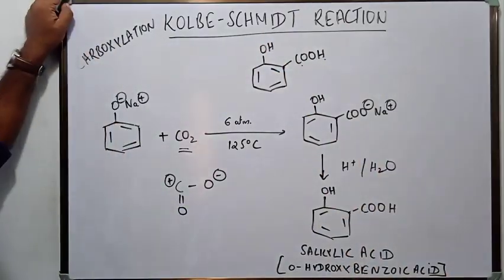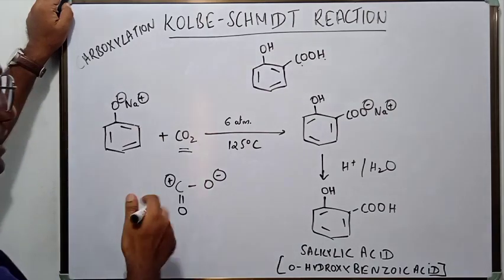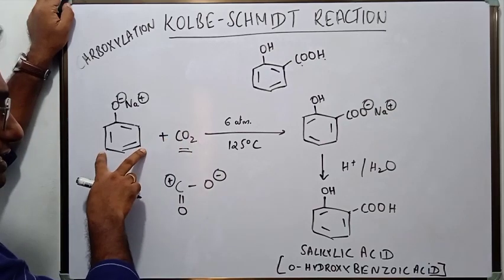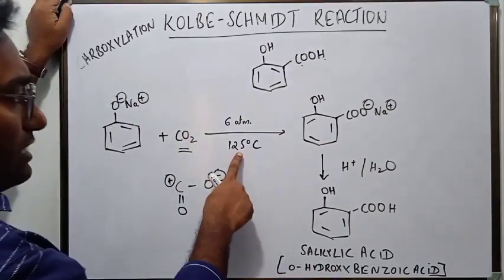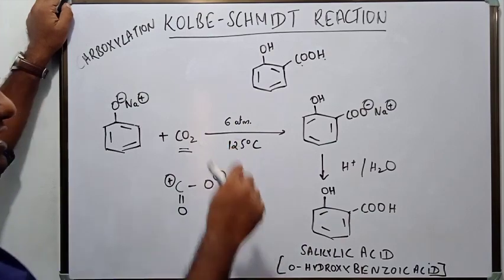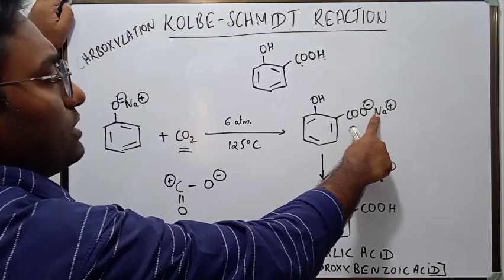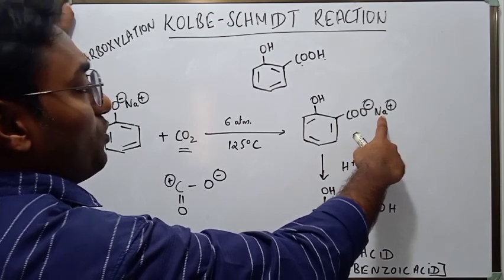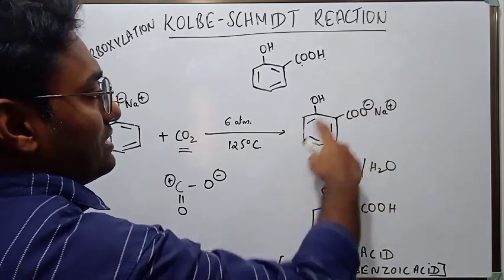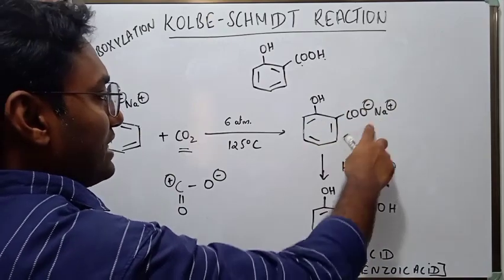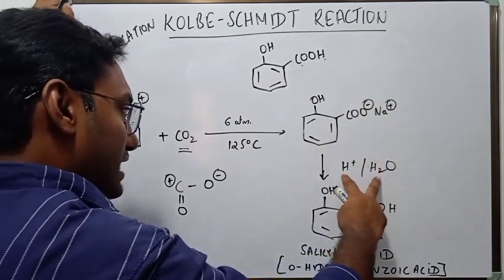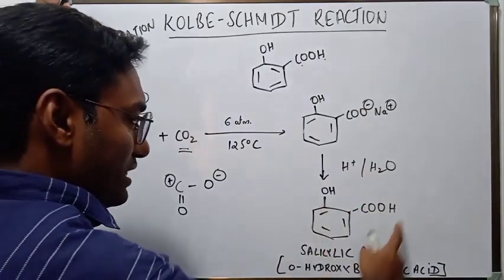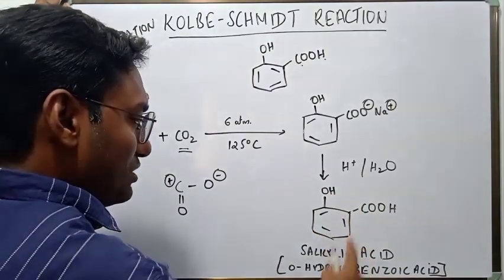Let us see what the reaction is. When you pass carbon dioxide gas through sodium phenoxide at 6 atmospheric pressure and a temperature of 125 degrees Celsius, you get the sodium salt of salicylic acid, or the sodium salt of orthohydroxy benzoic acid. This, followed by acidic hydrolysis, yields salicylic acid or orthohydroxy benzoic acid.